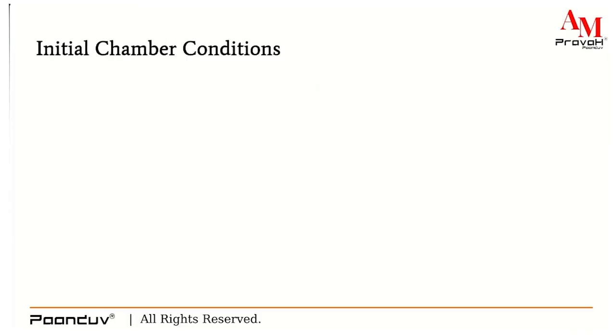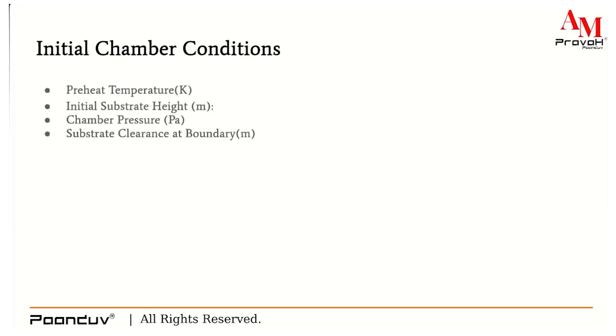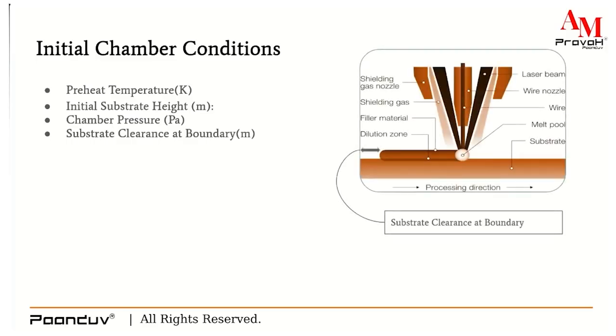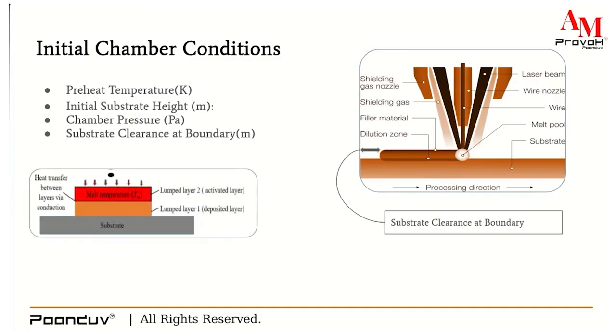Then we have the initial chamber conditions under the process parameters. Under initial chamber conditions, we have preheat temperature, initial substrate height, chamber pressure, and substrate clearance at boundary, and the units are also given, as you can see. This is what we mean by substrate clearance at boundary: the clearance that we give before the initial point from where we start the process. And then we have this initial substrate height.